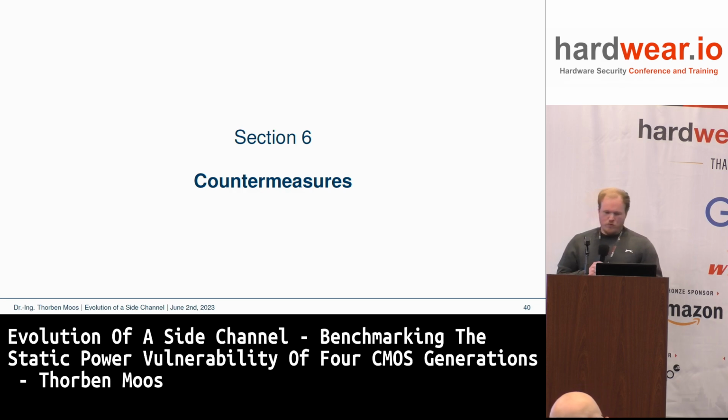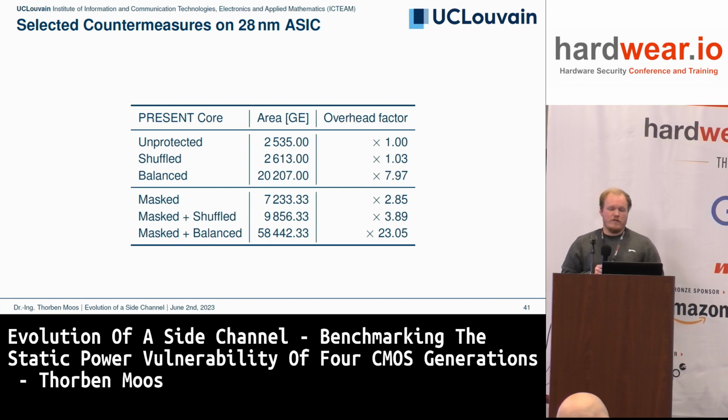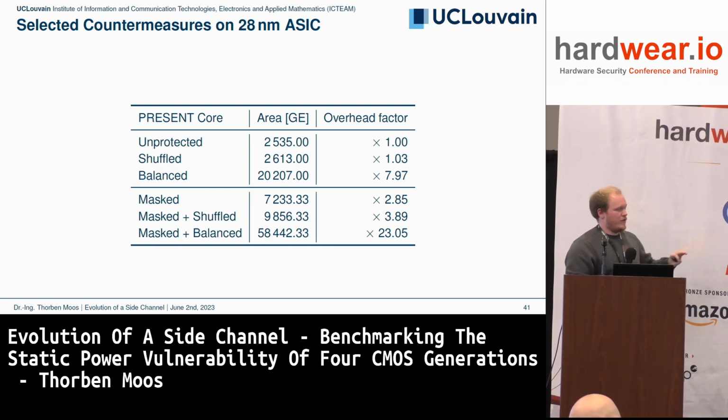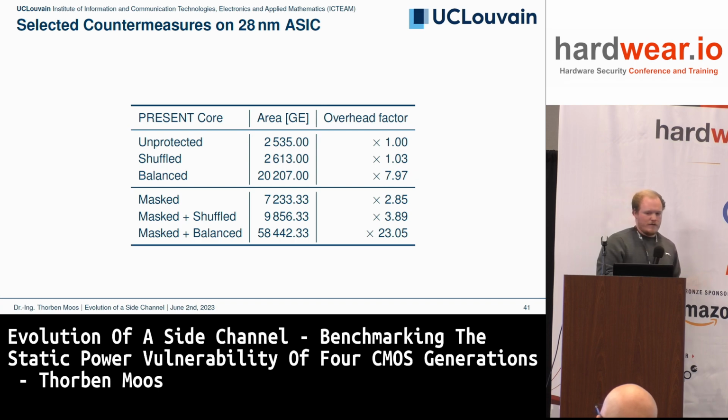Now I want to come to countermeasures against static power attacks, and we have evaluated some of them, practically implemented them and evaluated them on the 28 nanometer ASIC. I only took a couple of examples of our CHES 2021 paper here. So we have the PRESENT cipher, which is an ultra lightweight cipher.